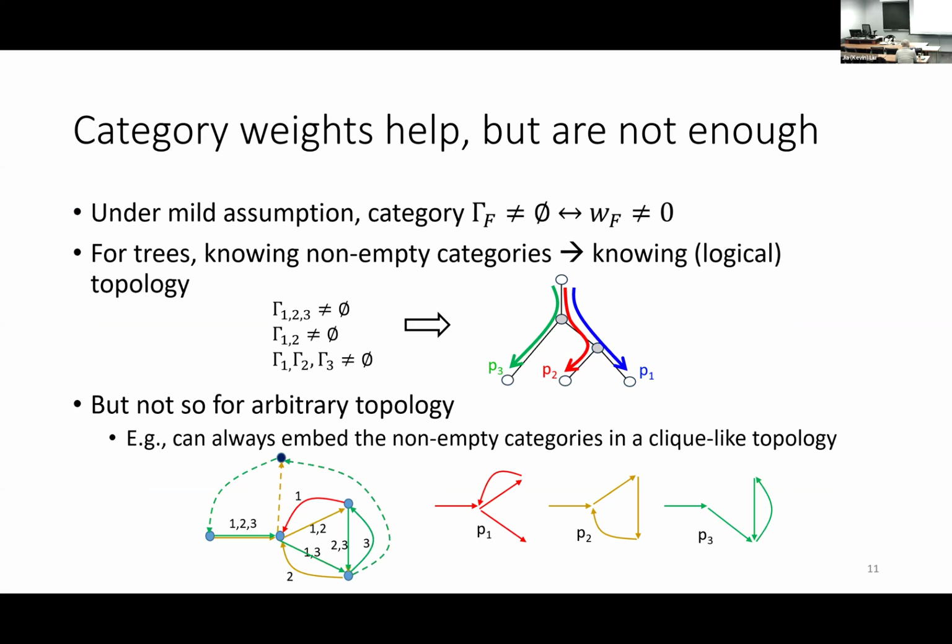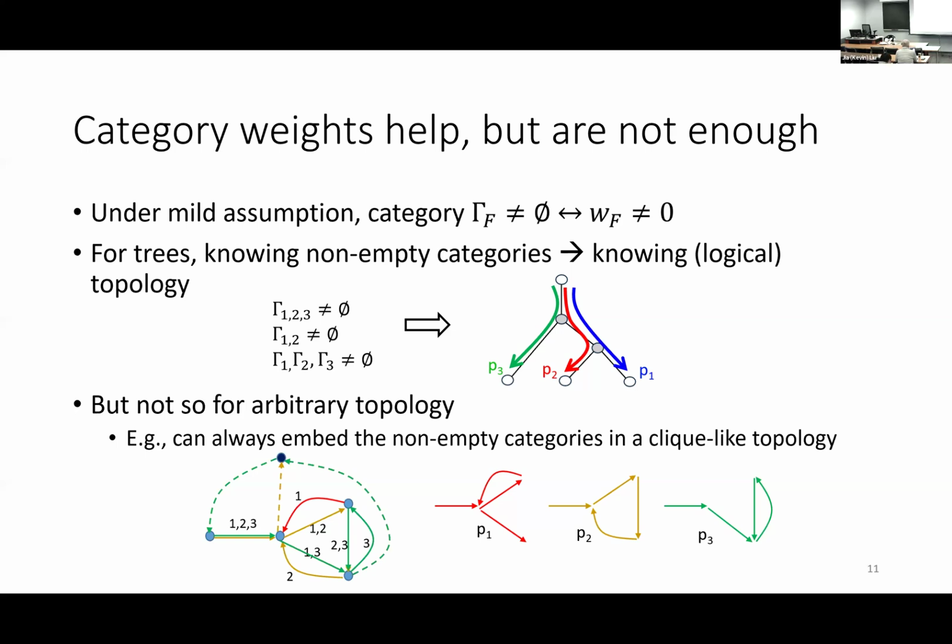For example, if I again measure 3 paths, and you solve that linear system, and you get the following conclusion that if you threshold on the category matrix, you detect this subset of categories as non-empty. And then I claim that this is the unique canonical tree that is consistent with this set of non-empty categories. So for tree topologies, knowing the categories is equivalent to determining the logical topology.